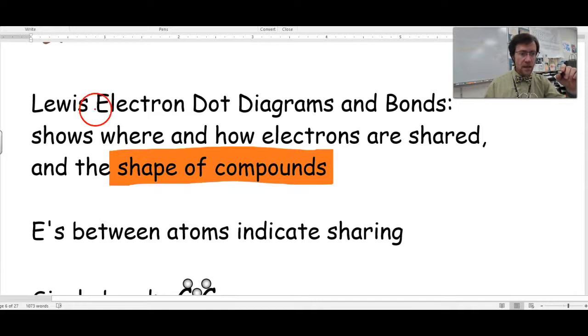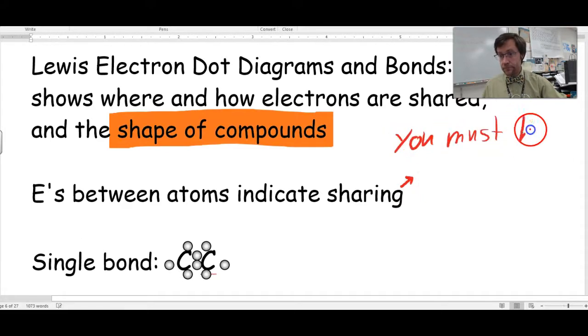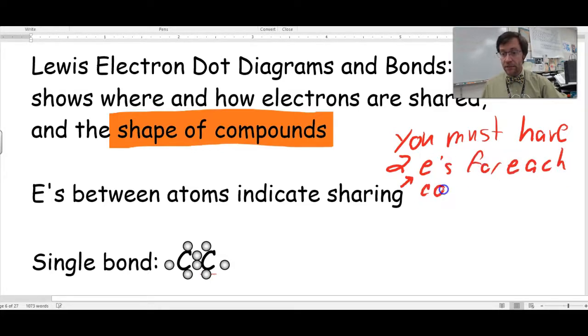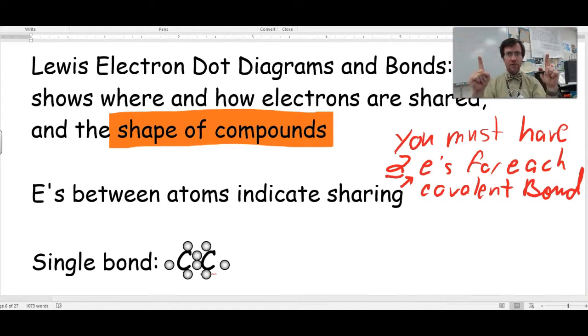So, electrons between atoms indicate sharing, and this is important too. You must have 2 electrons for each covalent bond. One bond is made from 2 electrons. And it's almost always 1 electron from each atom, because that's what's fair. It's hard to get these things to share when one atom doesn't have one and the other does. It's just easier to think of it like they each have to put some kind of money in the basket to share, right?